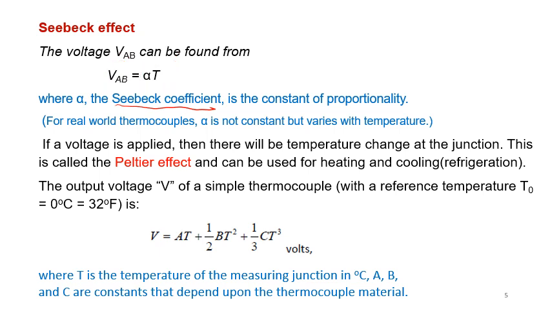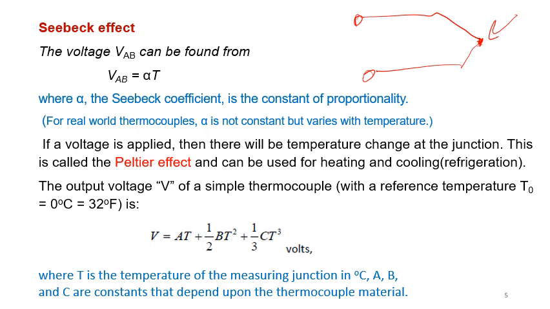There is another effect called the Peltier effect, which is the opposite of the Seebeck effect. The Peltier effect says if you apply voltage, you are going to get heat. It's the opposite. If you have two conductors and you apply voltage here, you are going to get heat at this point.